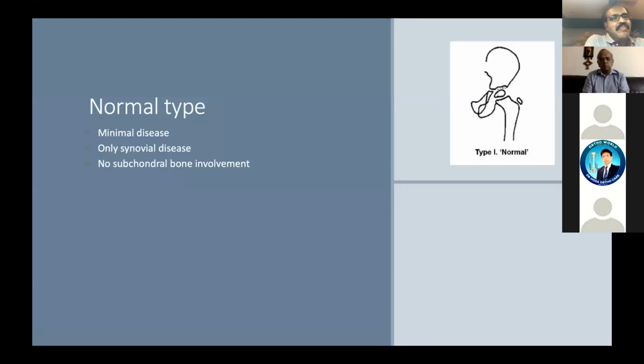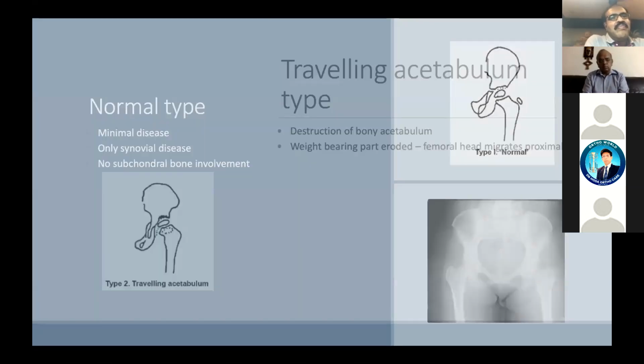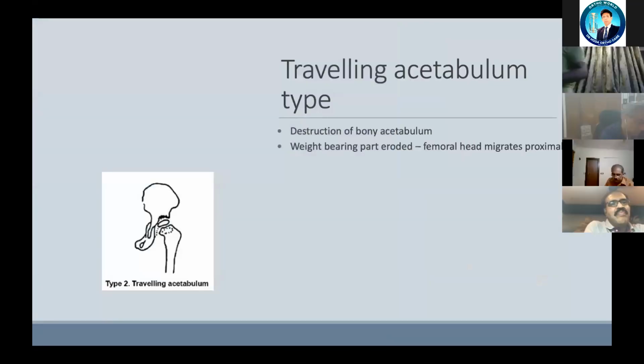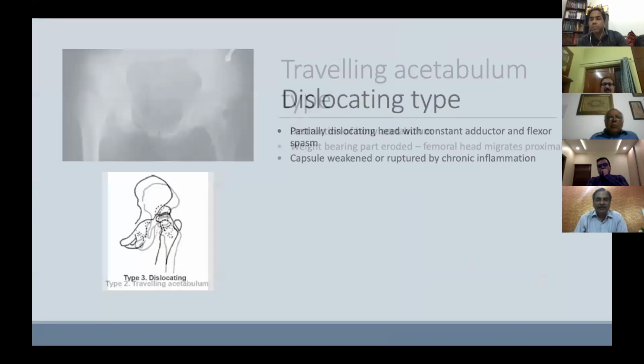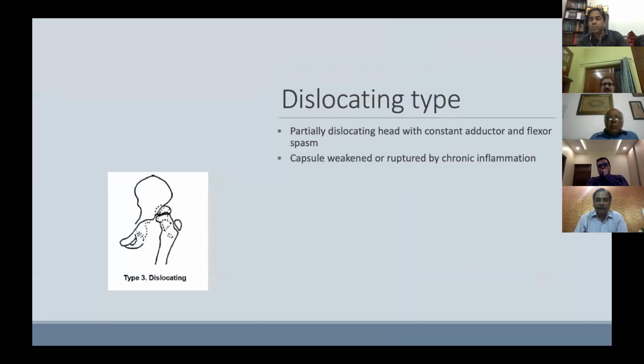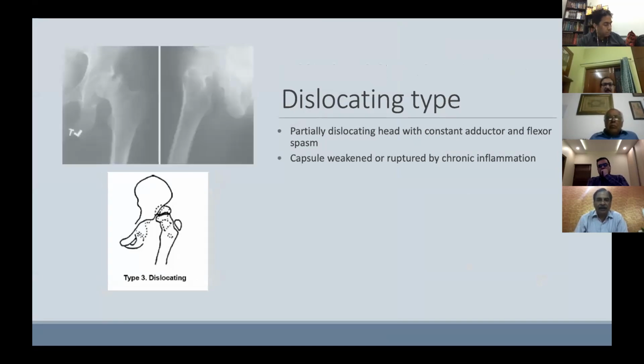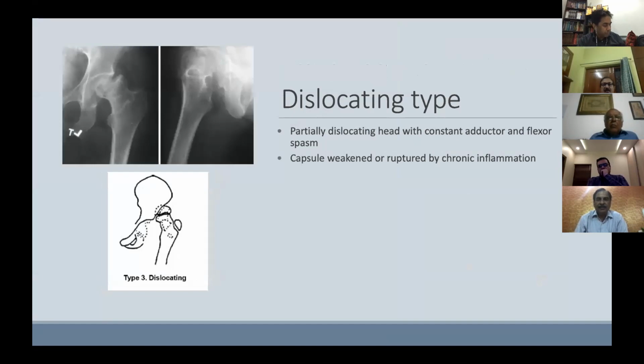So the first is the normal type, which is minimal disease, only synovial disease without any subchondral involvement. Then is the traveling acetabulum type, where there's destruction of the bony acetabulum, the weight-bearing part of the acetabulum is eroded and the femoral head migrates. Then there is the dislocating type, where the partially dislocating head with adductor spasm, and the capsule is weakened and ruptured by chronic inflammation, giving rise to the dislocating type.